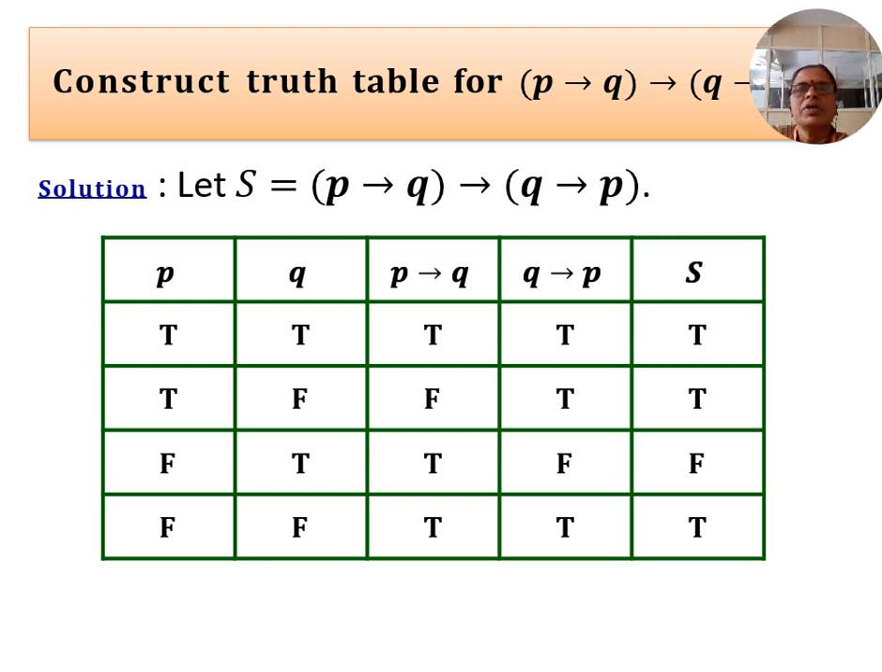Another example, P implies Q implies Q implies P. The same thing, the columns are assigned for P, Q, P implies Q, Q implies P, then again the conditional statement. So when the second is false and the first is true, it means false. In the other three cases, the second one is T. Therefore, the truth values for the remaining three are T.